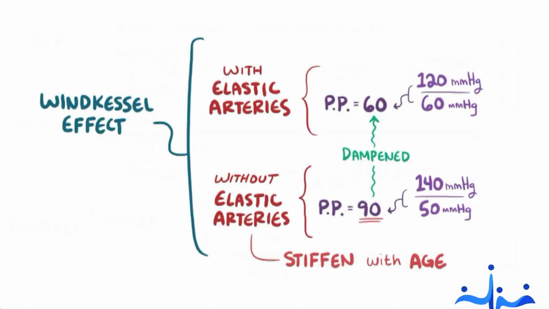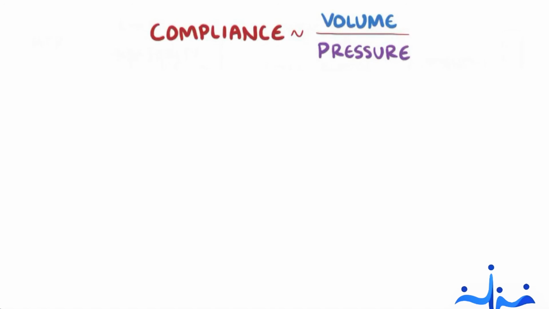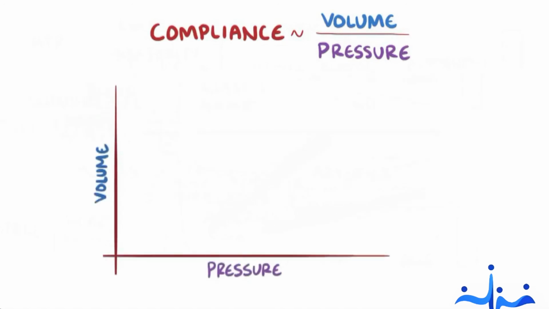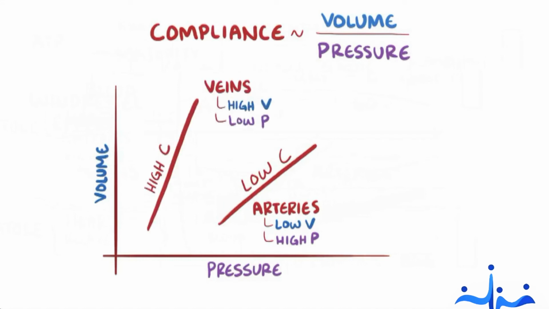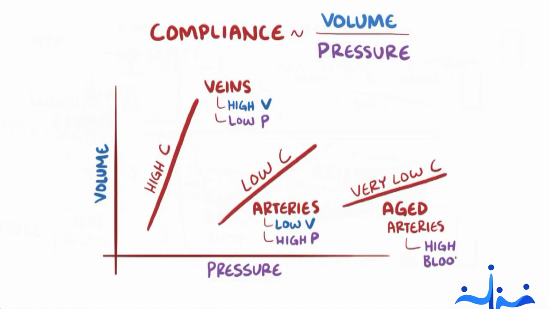Alright, as a quick recap, compliance refers to the volume of blood a vessel can hold at a certain pressure, and this is related to distensibility. Arteries are low volume, high pressure vessels, and therefore have low compliance. And veins are high volume, low pressure vessels, meaning they have high compliance. Aged arteries become much less compliant, which leads to higher blood pressure in the elderly.